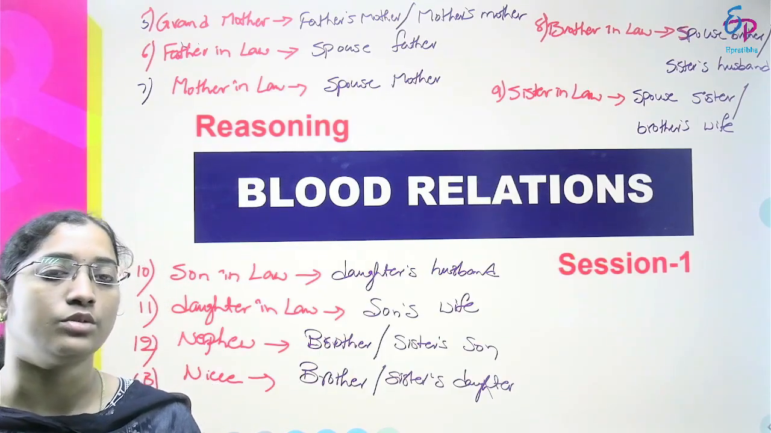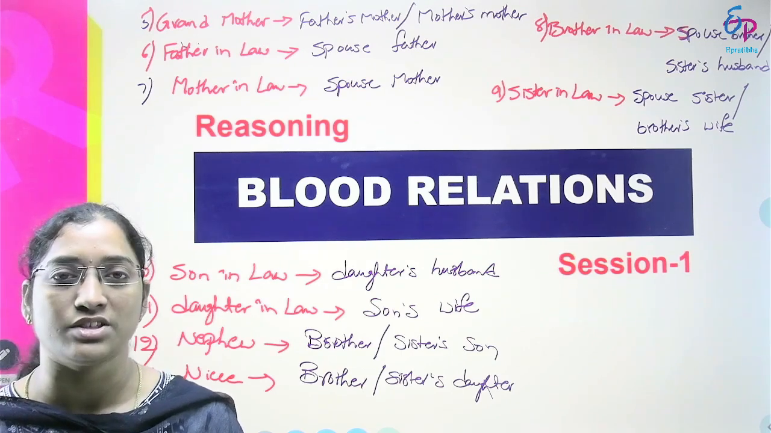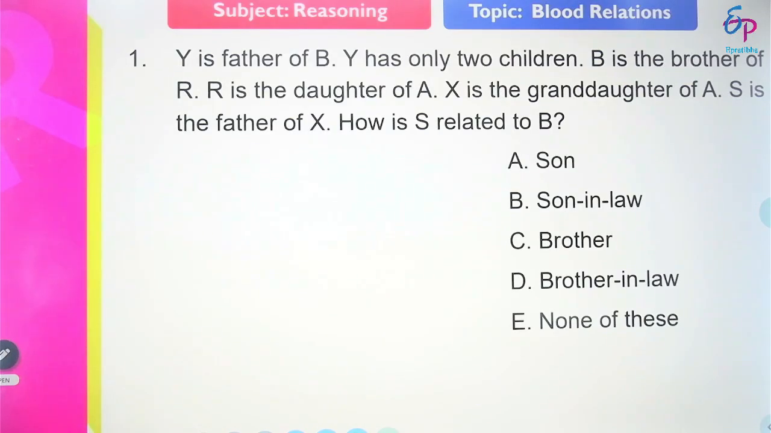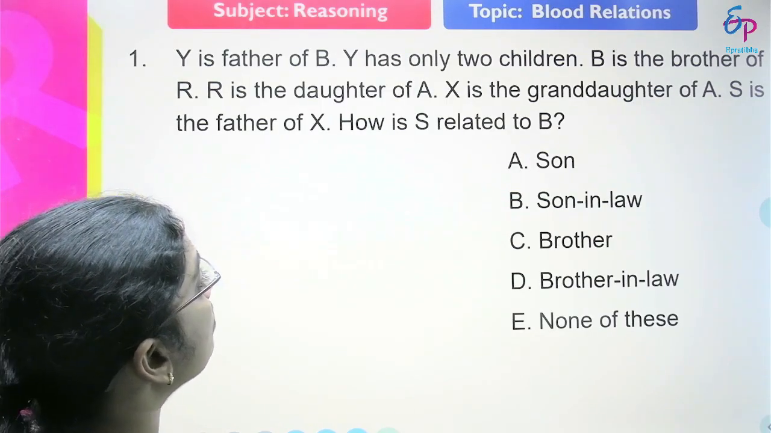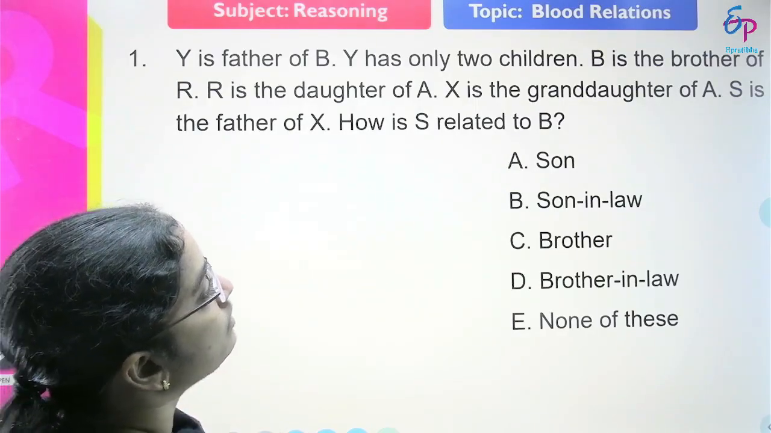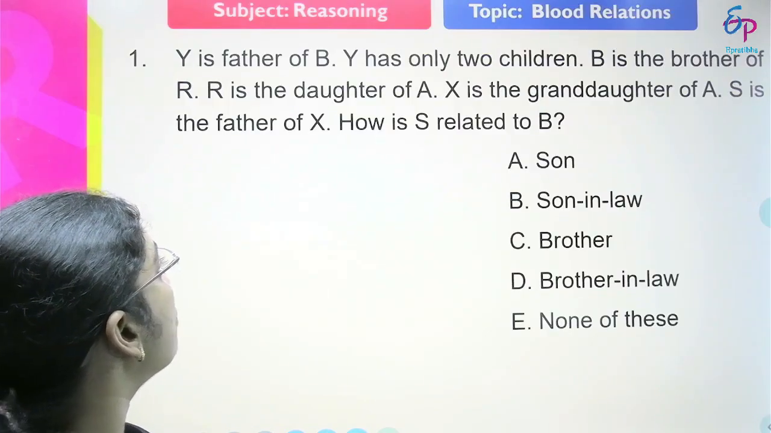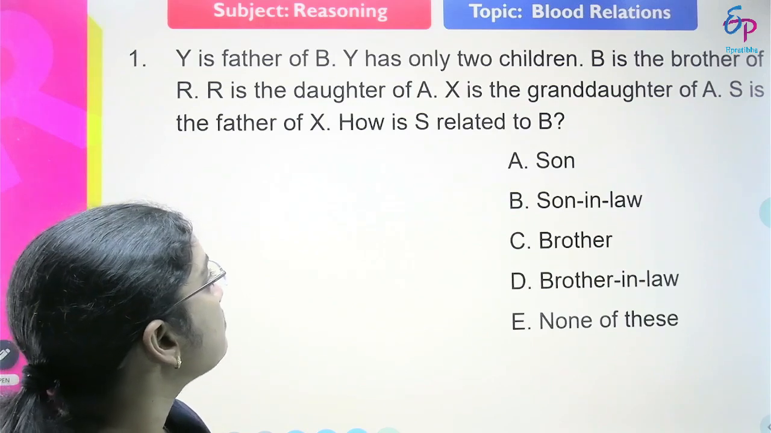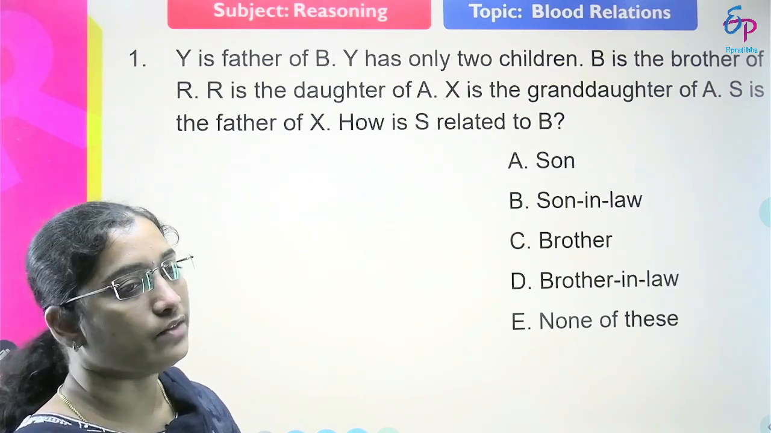This is the basic information. Then we need to start our session, that means our first question related to this topic. So our first question is: Y is the father of B. Y has only 2 children. B is the brother of R, R is the daughter of A, X is the granddaughter of A, and S is the father of X. How is S related to B?